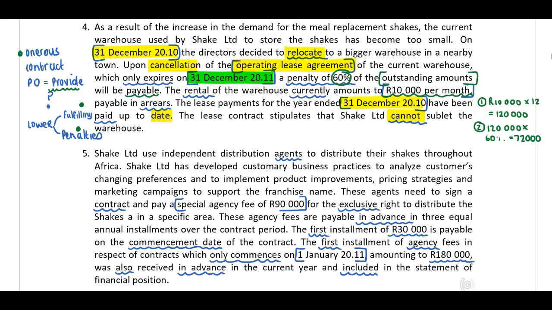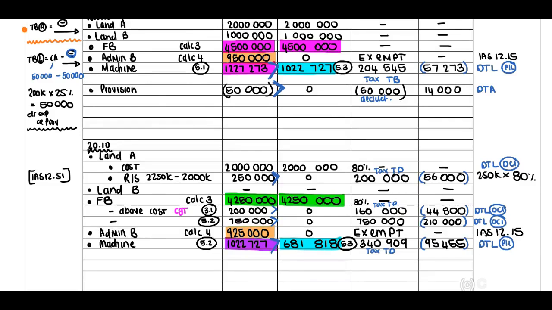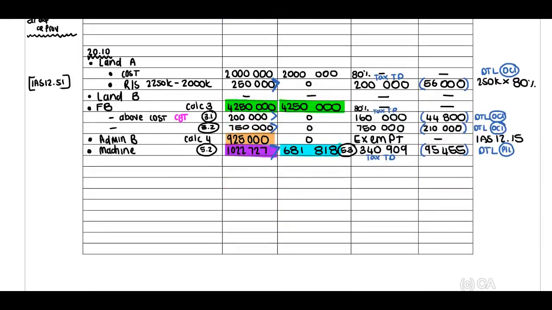Now let's include this in our deferred tax calculation. Remember, this relates to 20.10. We know that this is a provision. Remember, this is your calculation, guys. Therefore, you can use abbreviations and include your calculation. This will be your 10,000 times 12 times 60%, and this is an amount of (72,000). Okay, so important.